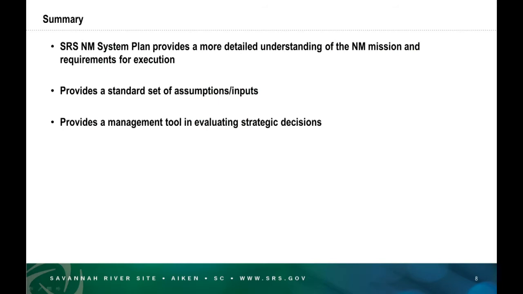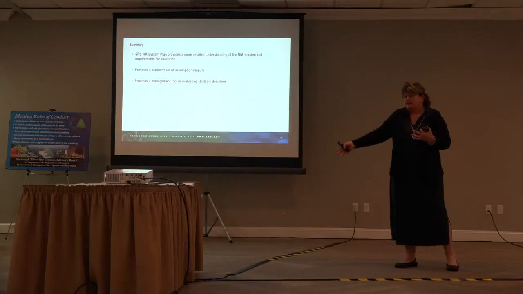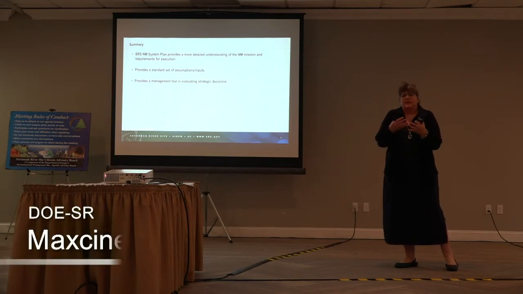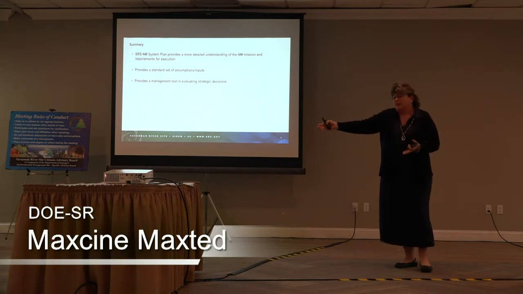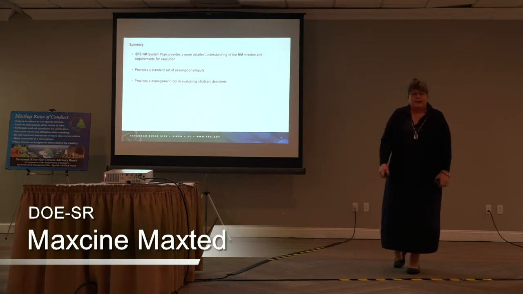So in summary, the system plan provides a more detailed look at the life cycle program for nuclear materials and what's required for its execution. It provides a set of standard assumptions, which helps in evaluating scenarios and making sure your evaluations are the same. And it gives us a management tool so that we can look at scenarios, and when we get asked from headquarters, if we did this to your program, what would that mean? So we can give them a real-time, this is what it does today, but this is what it does to you in your life cycle look. With that, any questions?